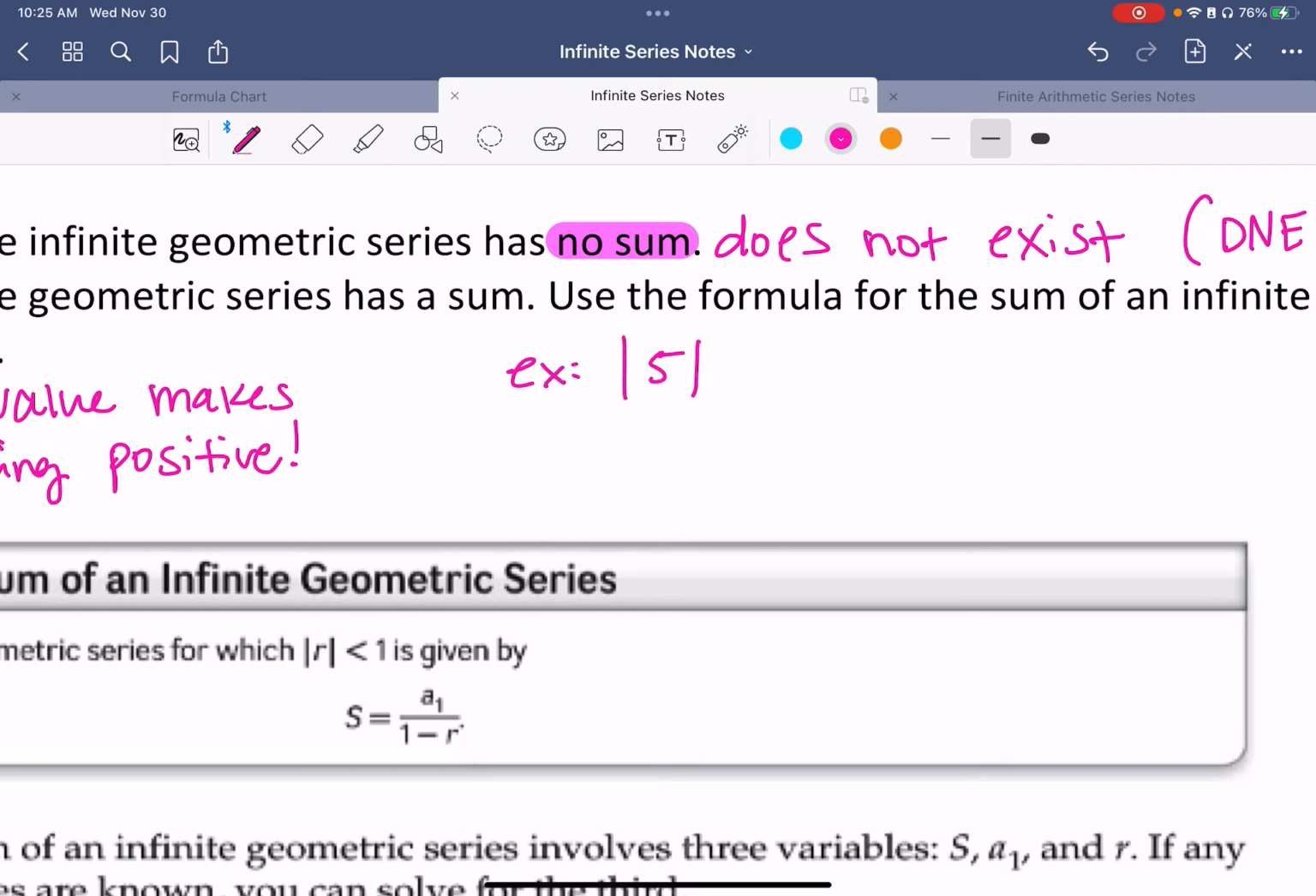So the absolute value of positive 5, you're still going to come out positive. If it's the absolute value of negative 5, it's still going to come out positive. Okay, so it doesn't matter whether you're positive or negative originally. If you're taking the absolute value, it'll always be positive.